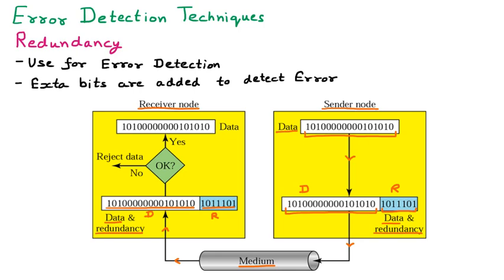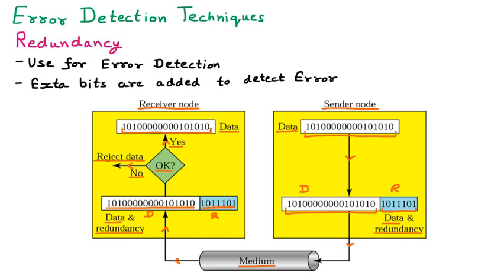If it is matching, then afterward we will send it for processing. If it is not matching, then we will reject the data. So if this is no, the data is rejected. If it is yes, then the data is sent for further processing and the data is successfully received. So this is how redundancy works.